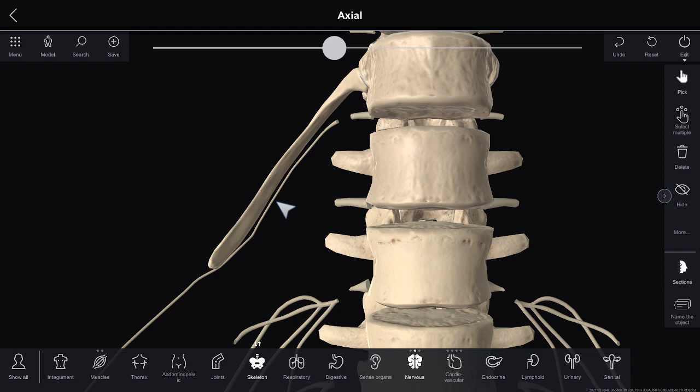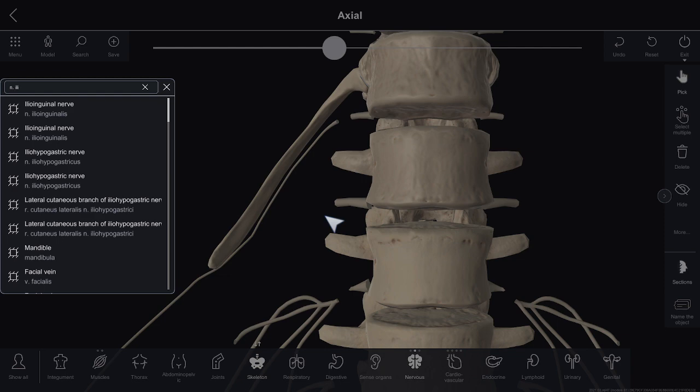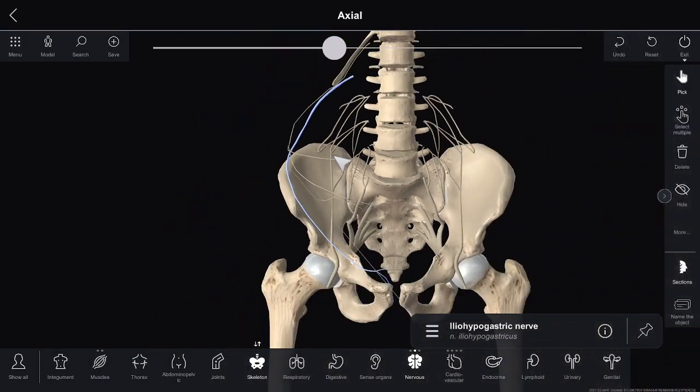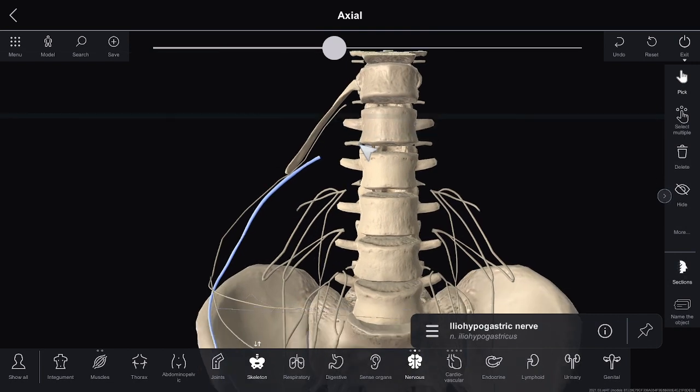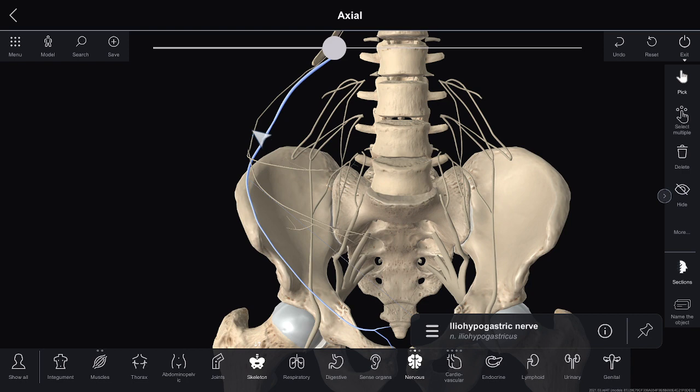So what is the next nerve of the lumbar plexus? Iliohypogastricus. Okay, let's find nervus iliohypogastric nerve. Now, this blue iliohypogastric nerve.